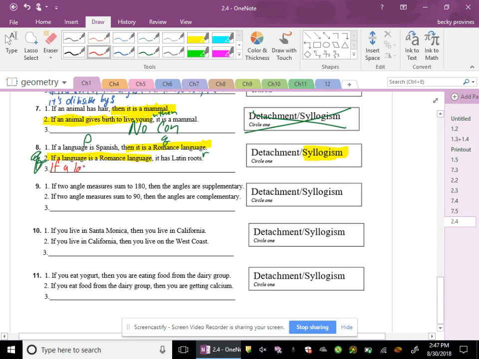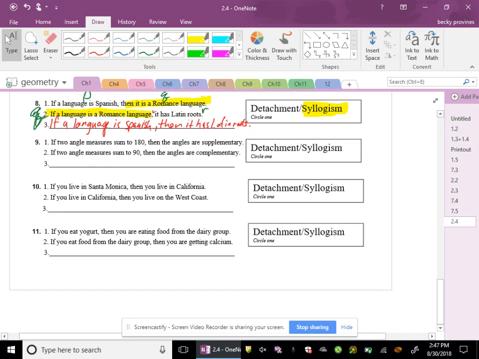Okay, so let's write it. If a language is Spanish, then, now I know it's implied here in the sentence, but I want you to write it. Then it has Latin roots. Okay, so if you guys want to pause the video and try the next couple and then turn it back on to see if you did it correctly, that might be a good idea at this point.